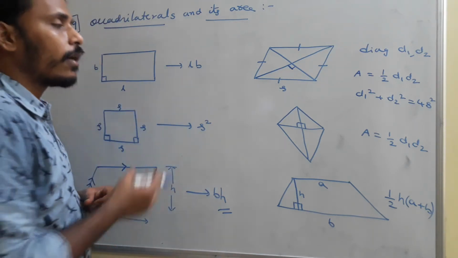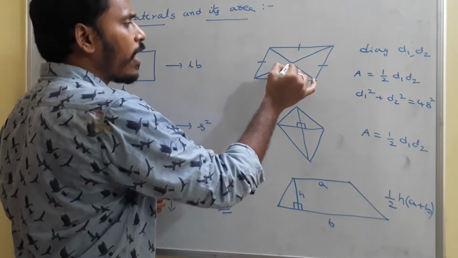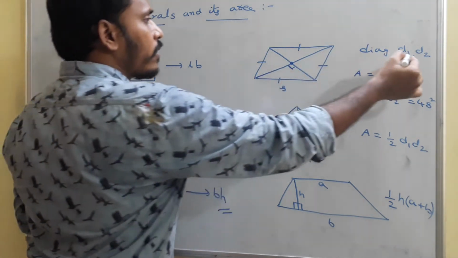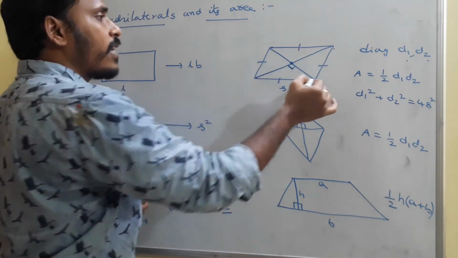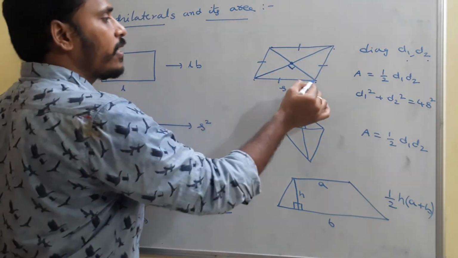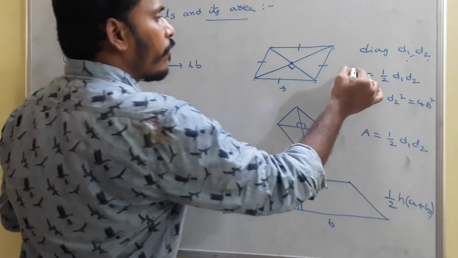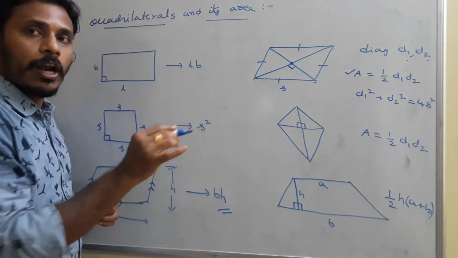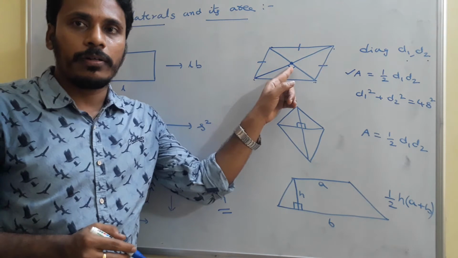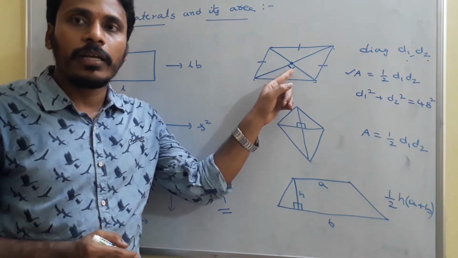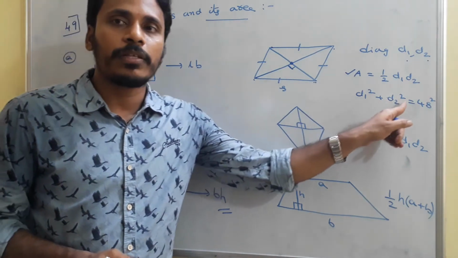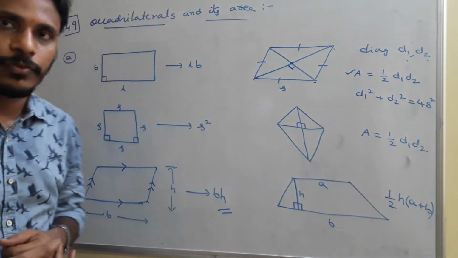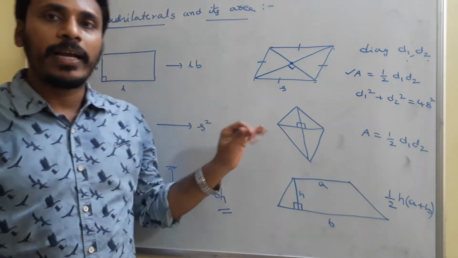Then coming to the rhombus. For the rhombus, the diagonals you just take as D1, D2, two diagonals with lengths D1, D2, and one side is S. Area is half D1, D2. In a rhombus the diagonals are perpendicular. Since diagonals are perpendicular, if you apply the Pythagorean result, you have D1 square plus D2 square equals 4S square.